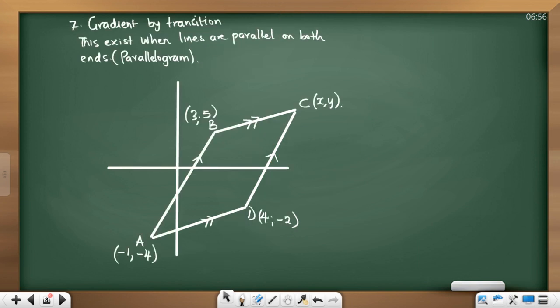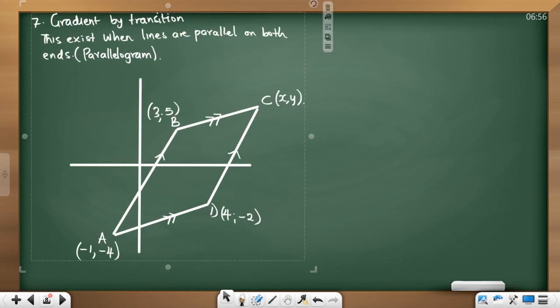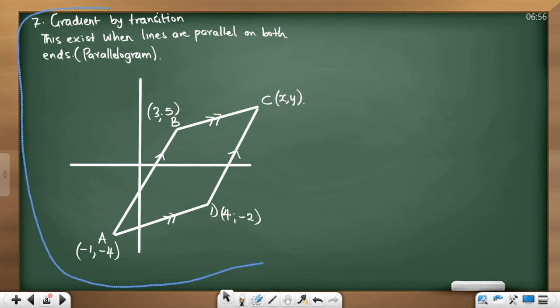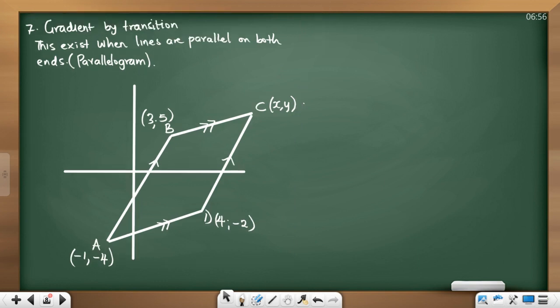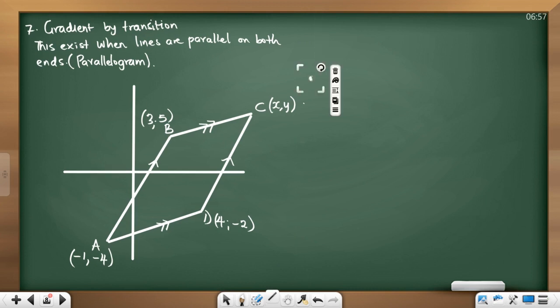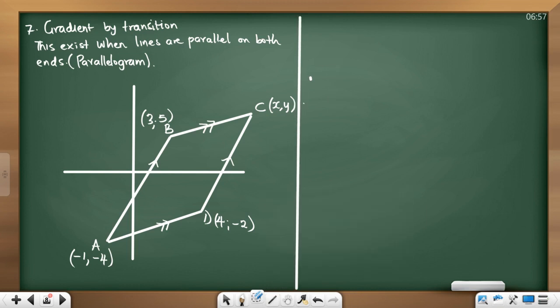Between A and B, the line is increasing. Between C and D, the line is also increasing. Left hand side, so that it's kind of easy for everyone. Now, this is what we do. We are going to check our transition quickly. What is the movement between A and B, and then we compare that to C and D.